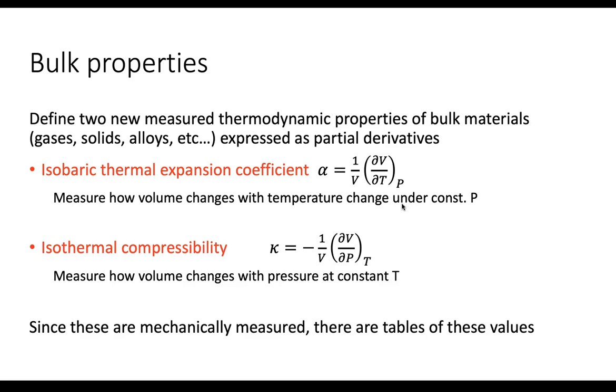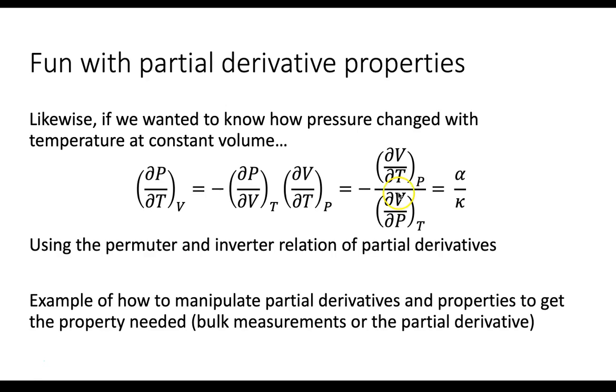These are mechanically measured and easy values to come up with. You just have to do the experiments, and so there are tables of these for various materials. Okay, so let's use these and have a little fun with some partial derivatives. Part of the reason we introduced these: we had our two quantities alpha and kappa, but we did not have one relating how the pressure and temperature change with each other under constant volume.